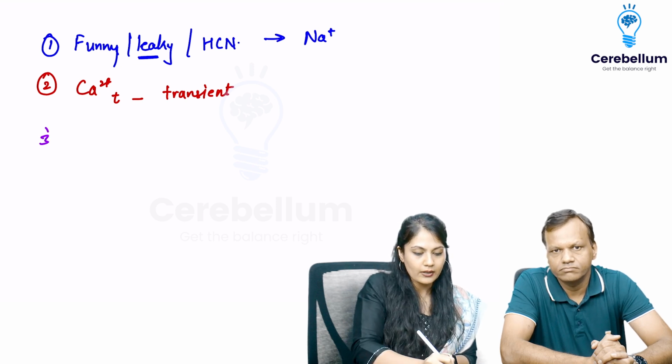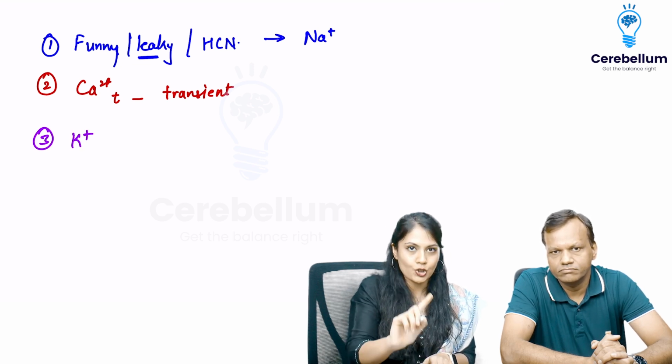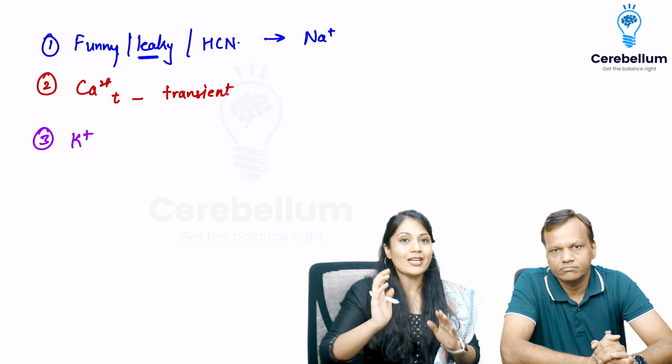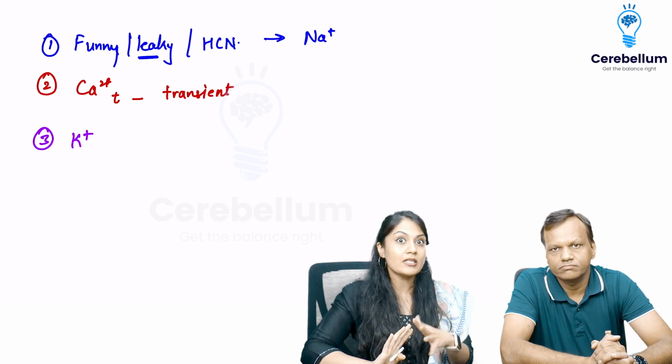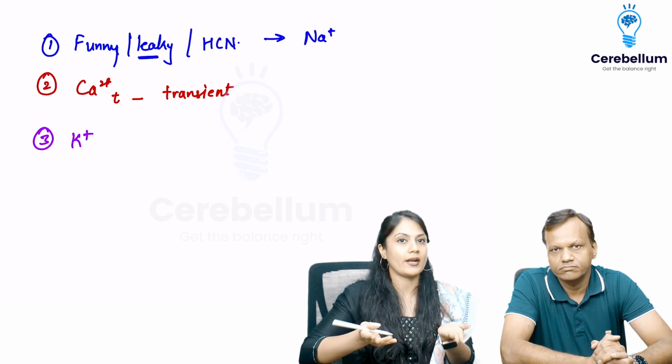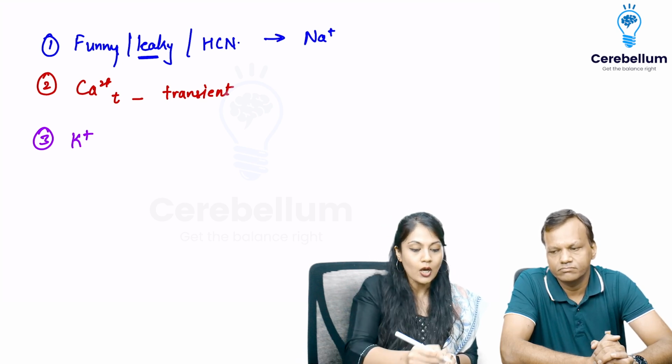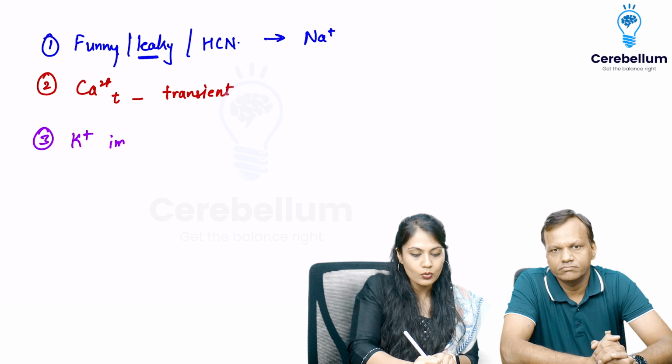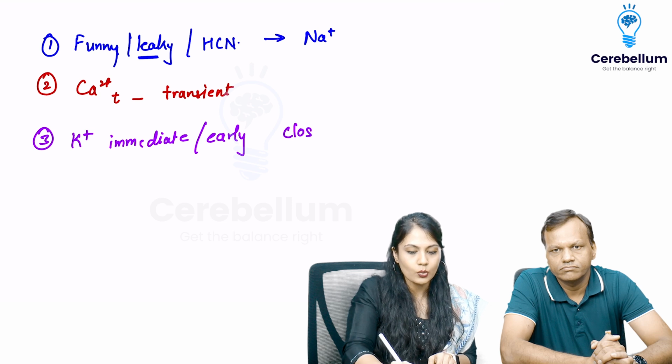And the third one is P. P for potassium over here. Usually the potassium channels, I usually tell you that K means kachua, right? It's like a tortoise. It is a very, very slow closing channel. But in this modification over here, this potassium will close immediately. So that means immediate, or in books, it is written as early closure.